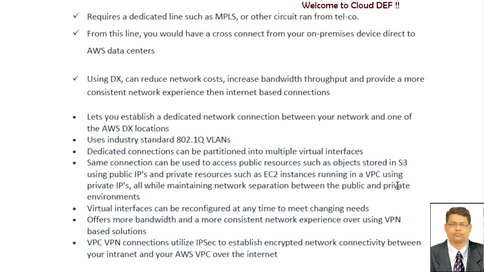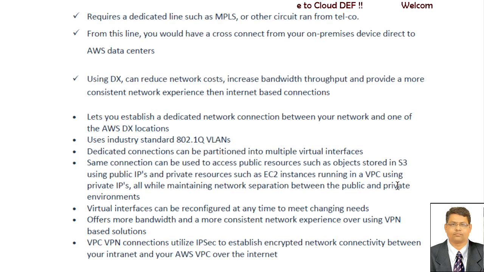The same connection can be used to access public resources such as objects stored in S3 using public IPs, and private resources such as EC2 instances running in a VPC using private IPs, all while maintaining network separation between the public and private environments. Virtual interfaces can be reconfigured at any time to meet changing needs. It offers more bandwidth and a more consistent network experience than VPN-based solutions.